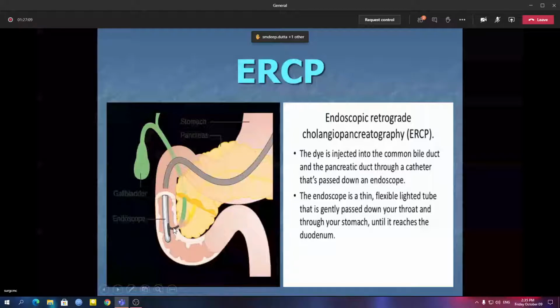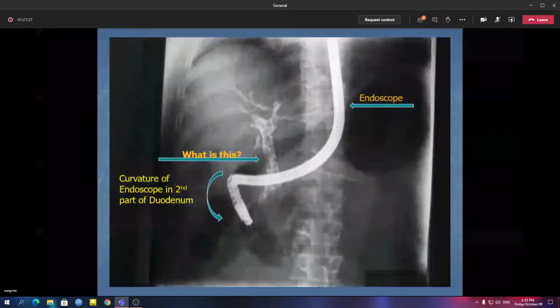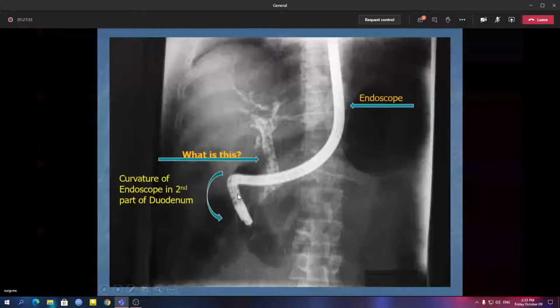So in ERCP, the tube goes, a second scope, that baby scope, goes inside the CBD. You can also visualize the CBD, and also you can do therapeutic procedures like taking out the stone. So it is used both for diagnostic as well as therapeutic purposes. So whenever you get an X-ray with a kind of curved thing coming from the top, this is nothing but an ERCP.